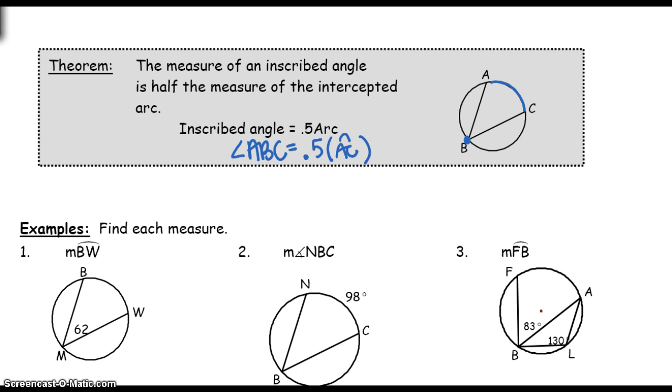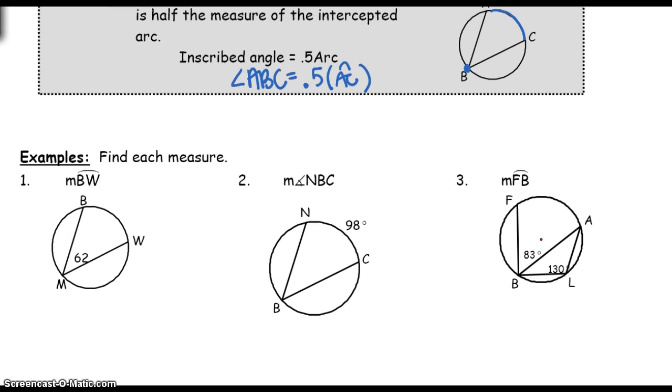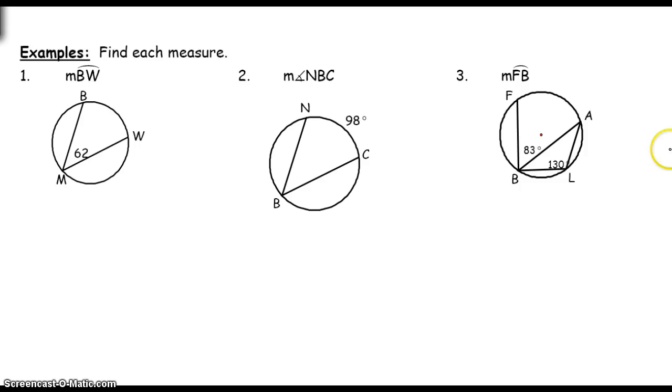So let's go ahead and apply that to some problems down here at the bottom. So for the first one, it says find each measure. So first thing, I see that it is an inscribed angle. So the inscribed angle equals half of its intercepted arc. So my inscribed angle here is angle BMW, and that's going to be half of its intercepted arc. So that mouth there is eating BW, arc BW.